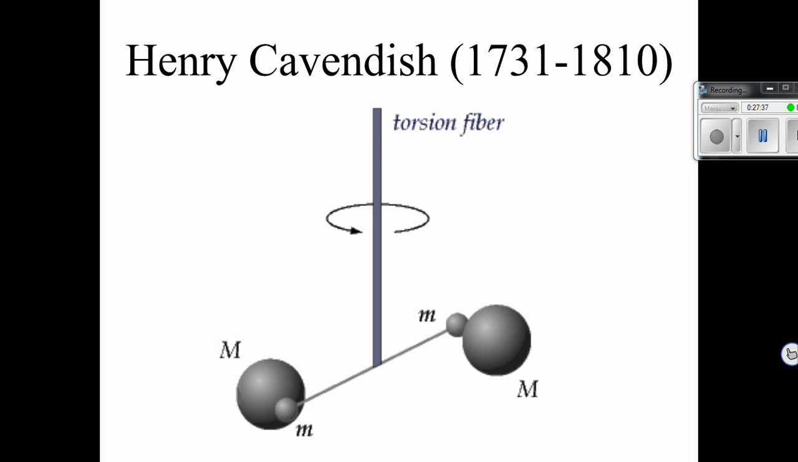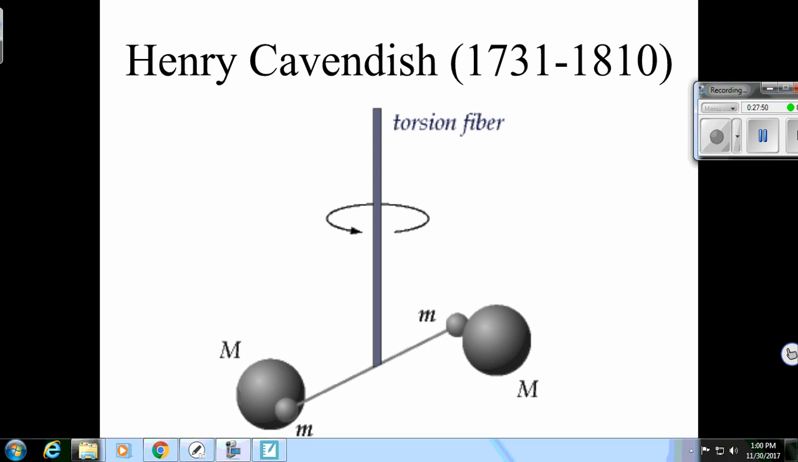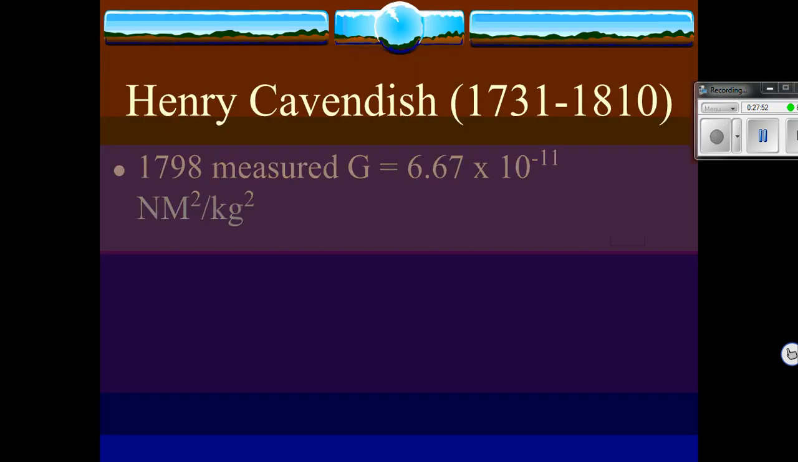So by measuring the mass of the objects and how far apart they were and how much it caused the cable to twist, he was able to get how much gravitational force there was. He had all the variables in the equation, and he could solve for big G. So then, once he did this, he got his measurements, and he came up with a value for big G of 6.67 times 10 to the negative 11th.